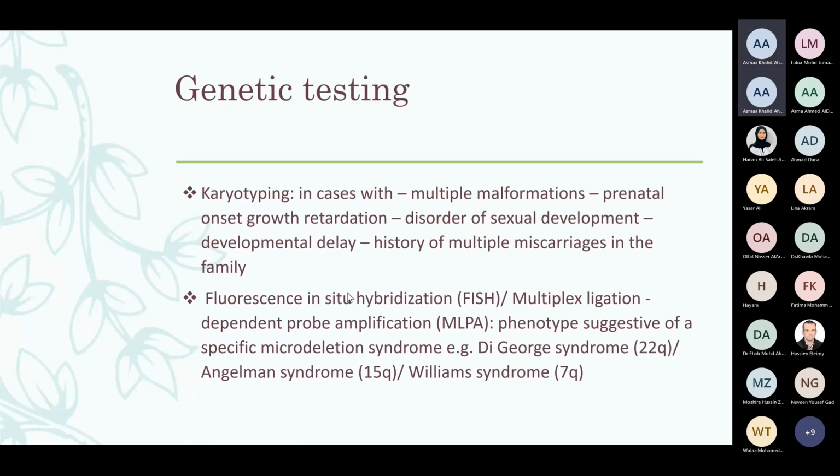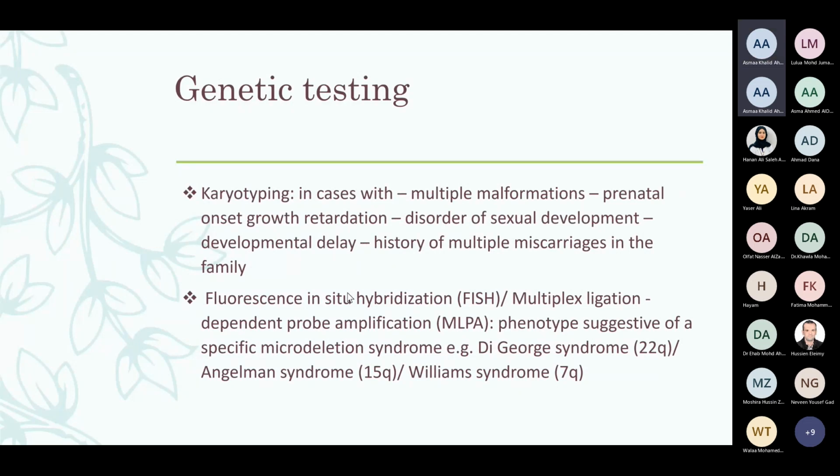Now, genetic testing, you go to karyotyping if there are multiple malformations, prenatal onset growth retardation, disorder of sexual development, developmental delay, and history of multiple miscarriages. You have to go with karyotyping initially. This is the most important. You go first to karyotyping if certain anomalies are there, as we said.